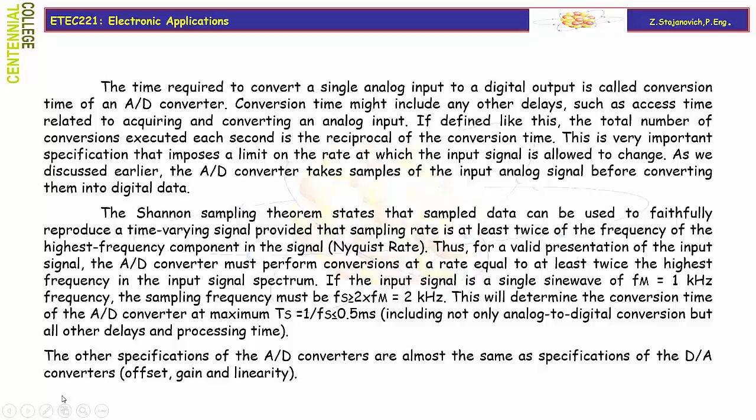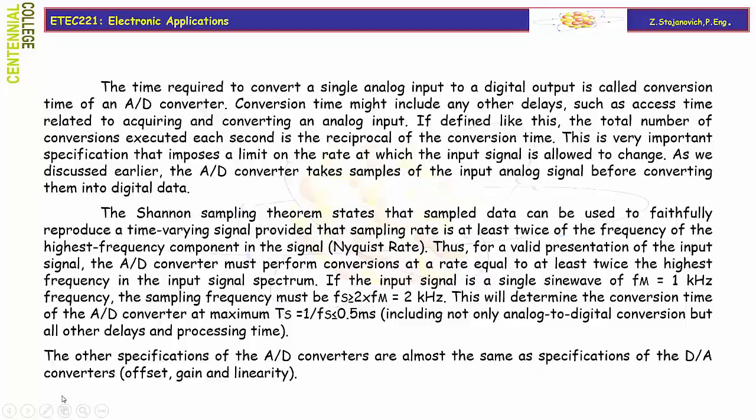This is very important specification that imposes a limit on the rate at which the input signal is allowed to change. As we discussed earlier, the analog digital converter takes samples of the input analog signal before converting them into digital data. The Shannon sampling theorem states that sampled data can be used to faithfully reproduce a time-varying signal provided that the sample rate is at least twice of the frequency of the highest frequency component in the signal. That's a Nyquist rate.